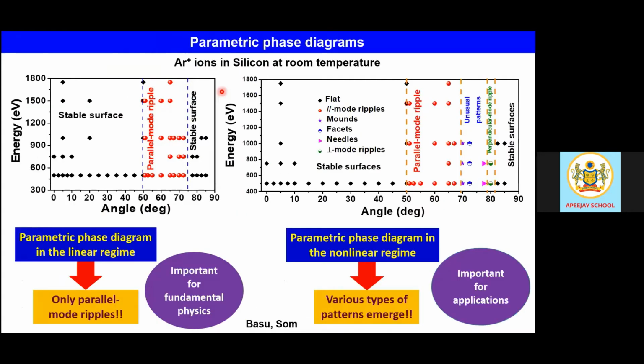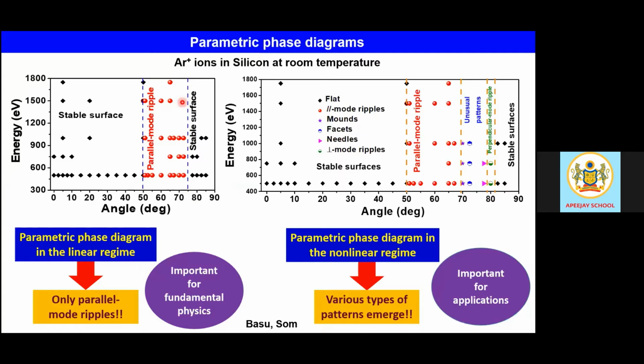Now, this is the parametric phase diagram I termed, the energy versus angle of incidence plot I had shown. This is the same plot, nothing new. All I want to tell you is, in the linear regime, for 500 electron volt argon ions on silicon, below 51 degree the surface remains stable. That means no pattern formation was observed. From 51 to 75 degree odd, we could see parallel mode ripples in the linear regime, that means when the fluence was relatively smaller.